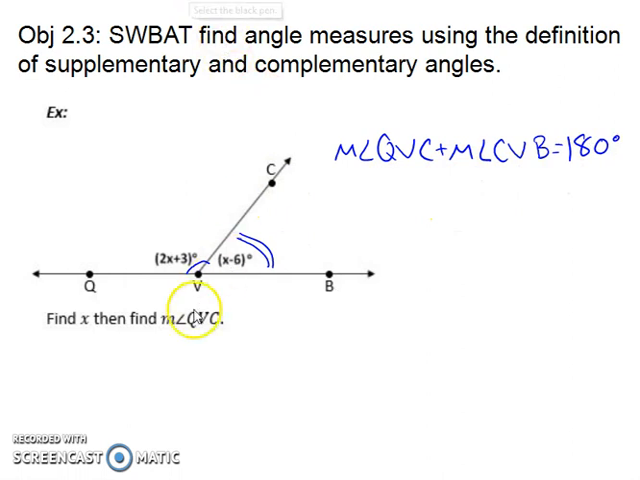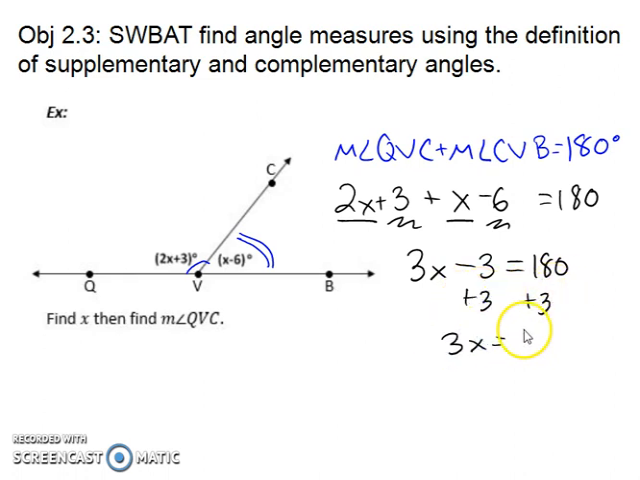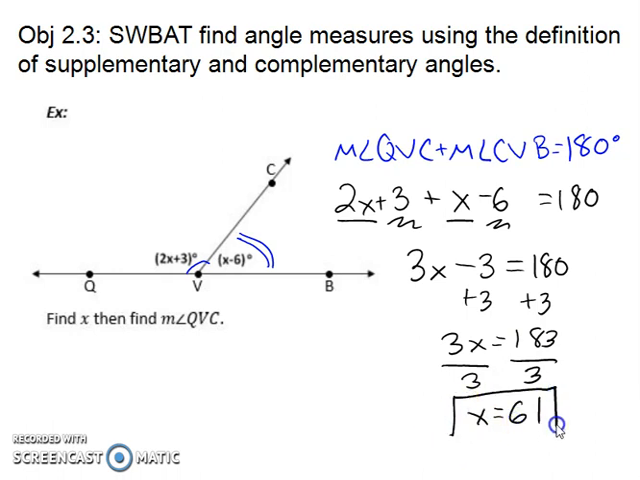I'm going to plug in the information that they gave me in the problem. So QVC, measure of that angle, is 2x plus 3. Plus measure of angle CVB is x minus 6. And then that equals 180. So we can combine like terms. 2x plus x is 3x. Positive 3 minus 6 is minus 3 equals 180. Add 3 to both sides and you get 3x is equal to 183. And then finally divide by 3 and x comes out to 61. So I got x is 61.